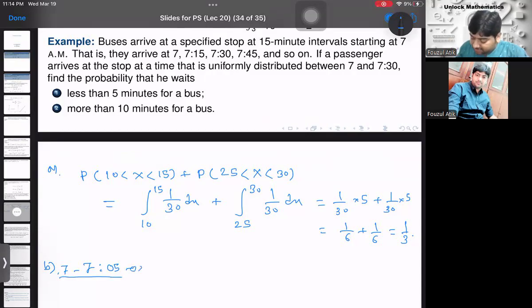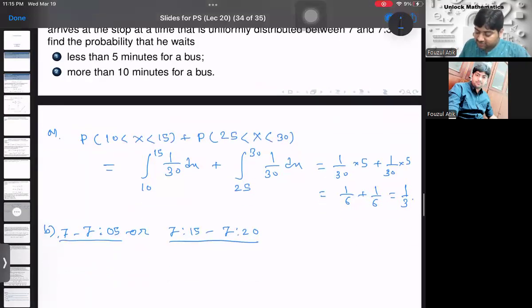Or if he comes from around 7:15 onwards, up to what time? Up to 7:20. If he comes up to this time, then also he or she has to wait more than 10 minutes. Why? Because the next bus will come at 7:30. Right? So for X, these two ranges are from 0 to 5 minutes or from 15 minutes to 20 minutes.